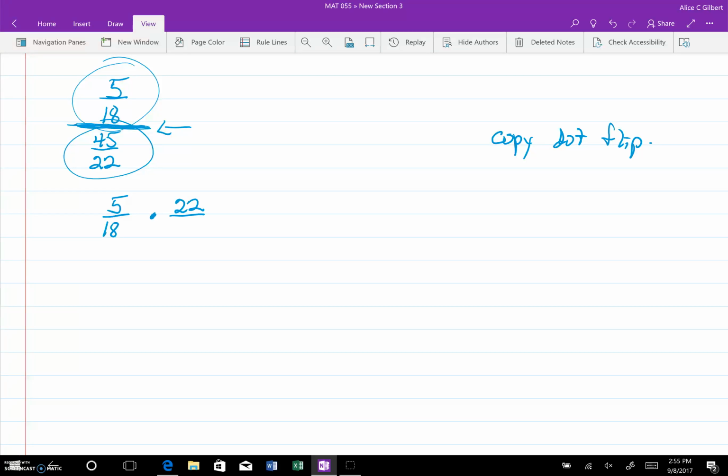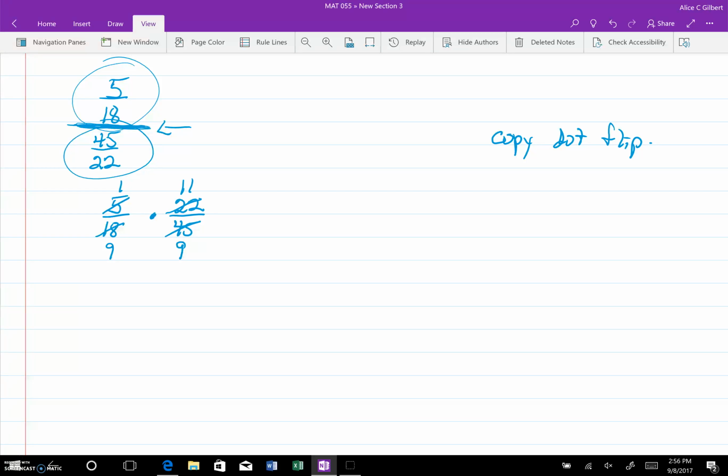So 22/45. Now I just cross cancel anything I can. Remember, that's just reducing in an X instead of straight up and down. So 5 can go into itself once and into 45 9 times. Well, let's see. What can go into both 18 and 22? Looks like the best I can do is 2. So 2 goes into 18 9 times and into 22 11 times.